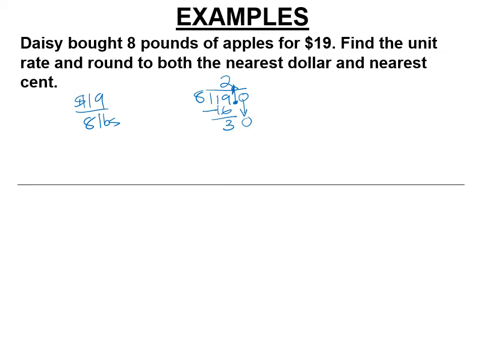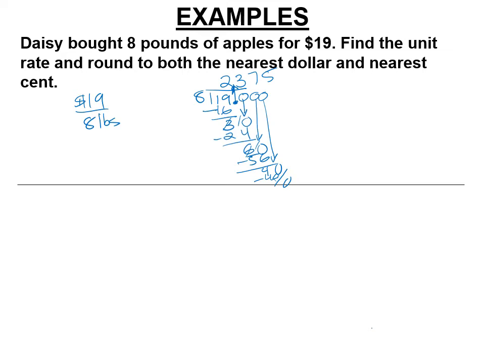8 into 30. 3 times 8 is 24, remainder 6. Bring down a 0. 8 into 60. 7 times 8 is 56. Remainder 4. Bring down a 0. 8 into 40. Now we're finally done, right? Because eighths always end up in thousandths, right? This is 2.375 is our answer. Well, we're not going to write it that way. It's exactly that amount of money, but we usually say money in cents, a hundredth.